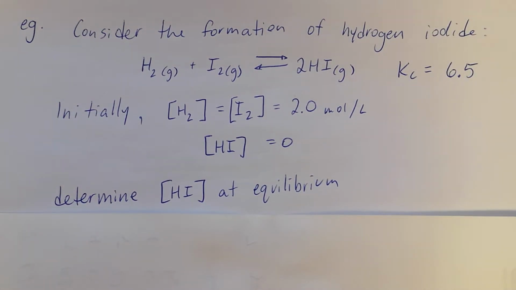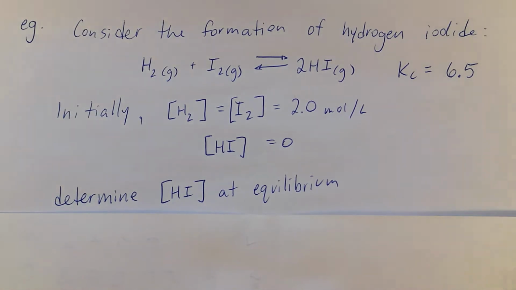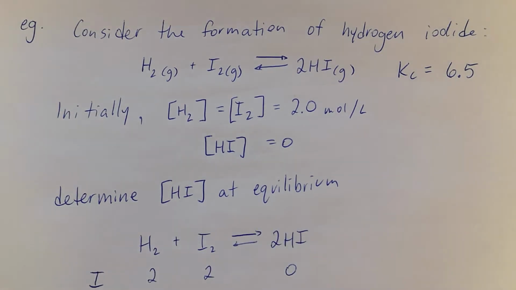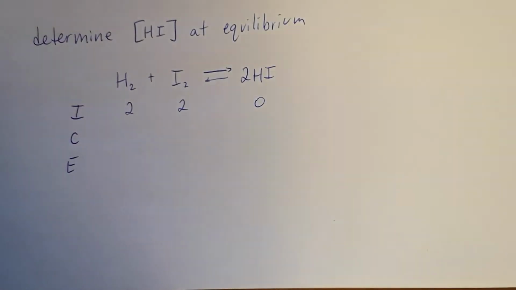I'm saying the initial concentrations of the reactants are 2 moles per liter, and we don't have any product yet. There's no HI, but we're going to find HI at equilibrium, which we can do because we have initial concentrations and a Kc value. All right. So we're going to have to set up a nice table, which I've started, but haven't taken too far. I've just put the initial concentrations in there.